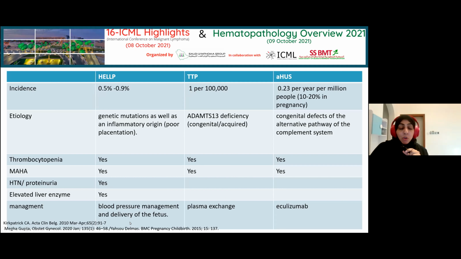The management for HELLP syndrome is controlling the blood pressure and, as soon as possible, taking the lady for delivery, as the pathology is in the fetus and the placenta. For TTP, the treatment is plasma exchange, and for HUS, eculizumab.